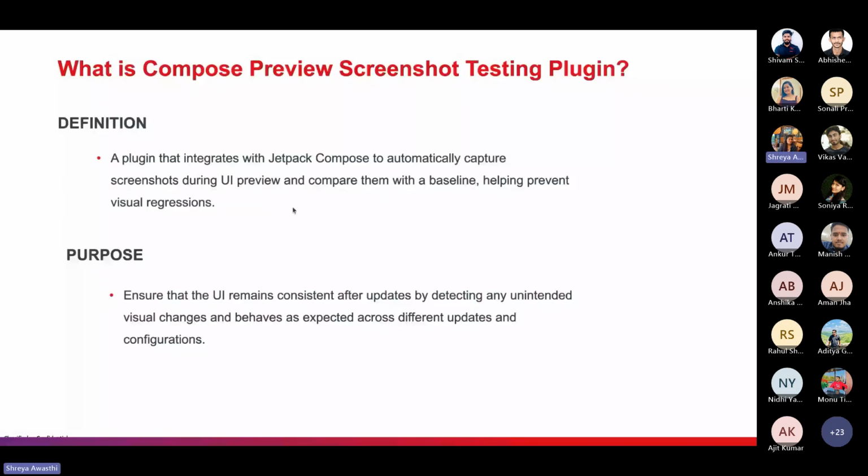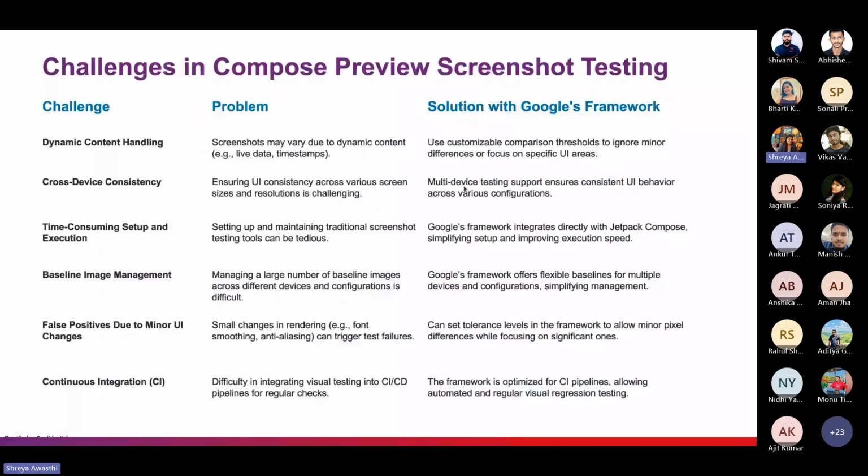So the solution for it with Google's framework is multiple device support. It supports multiple device testing to ensure the UI behaves exactly the same across various configurations. As we take screenshots, they can be compared with the base screenshot, and after comparison we can get to know which changes have occurred.